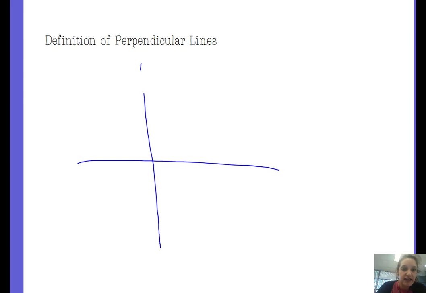So the next thing we're going to add to our proofs justifications section of our notebook is the definition of perpendicular lines. So perpendicular lines intersect and form right angles. So if I had something like this, and so this is point A, and this is point B, and this is point C, and this is point D.